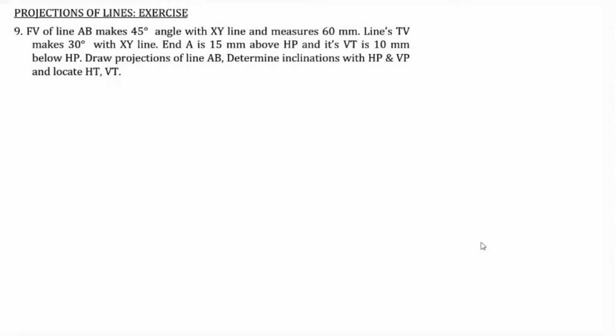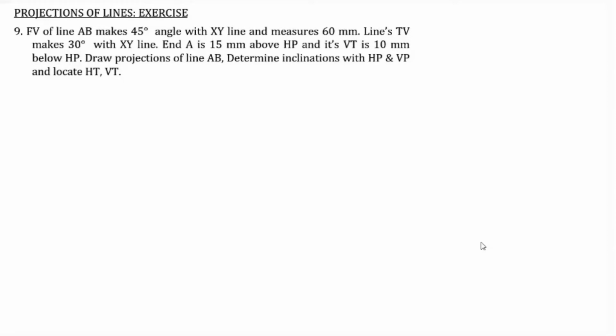Okay, now let's move on to the next exercise. So let's see the question. The front view of a line AB makes 45-degree angle with XY line and measures 60 millimeter. Line's top view makes 30-degree with the XY line. End A is 15 millimeter above HP and its vertical trace is 10 millimeter below HP. Draw the projections of the line AB, determine the inclinations with HP and VP, and locate HT and VT.